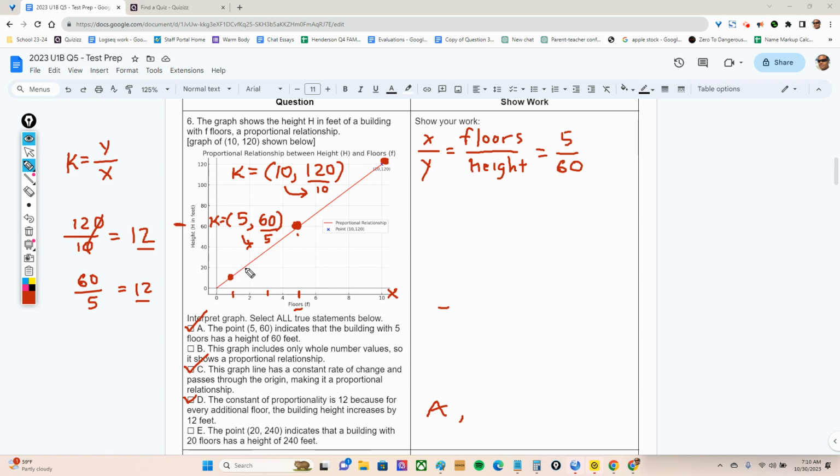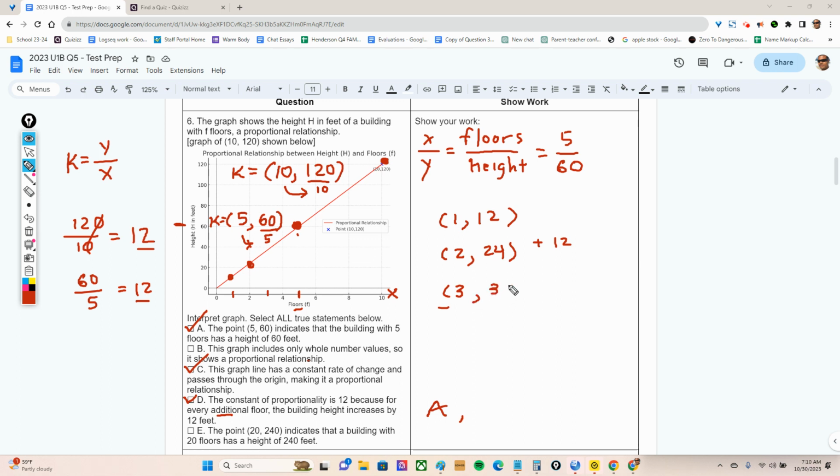Okay. The point here, how can I explain it? So that point must be 1, 12. This point right here must be 2, 24. So it went up 12. For every additional floor, so additional means for every 1 floor, it goes up 12. So you got 2 floors, it went up 12 twice. You got 3 floors, it's going to go up 12 3 times.